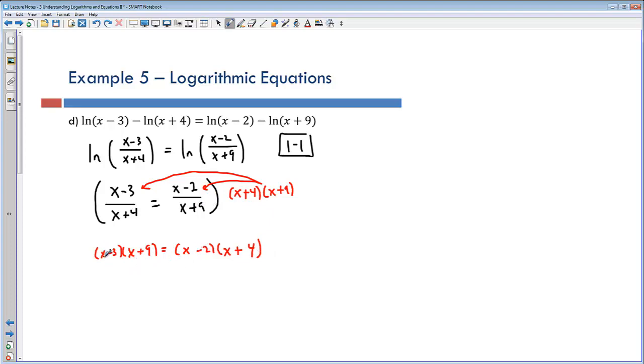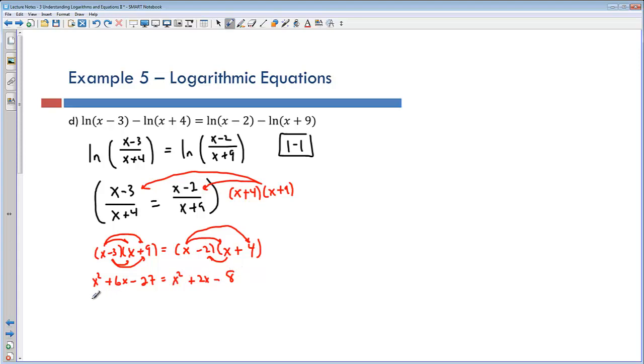We can multiply all this stuff out. So here you have x squared here. And then you have a 9x minus a 3x. So you get plus 6x. And then a negative 3 times a positive 9. So you get a negative 27. Equal to, you have x times x. So, of course, you have an x squared here. You get 4x here, so x times 4 is 4x, but minus a 2x, so let's just say plus 2x. And then negative 2 times positive 4, so you get a negative 8 there.